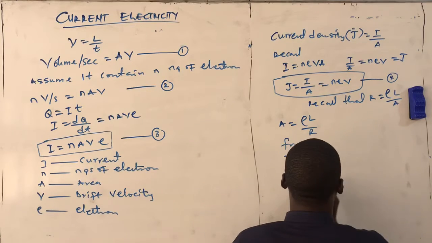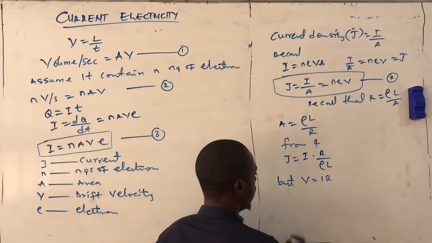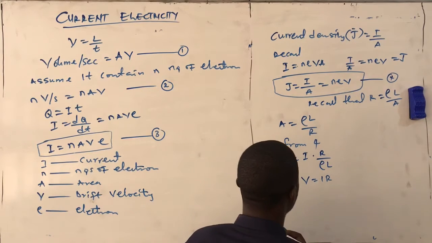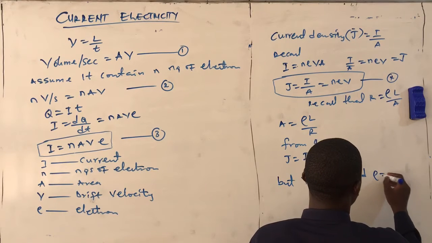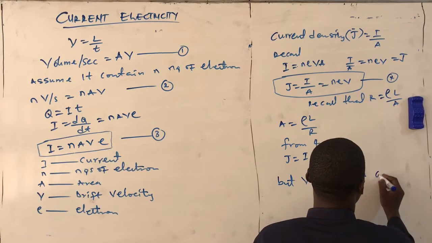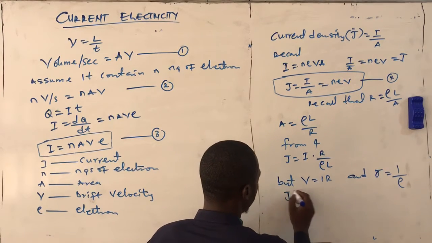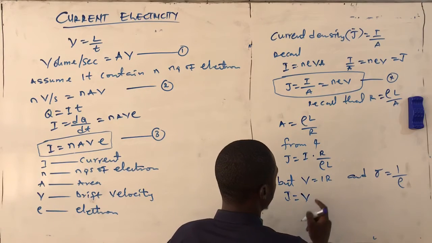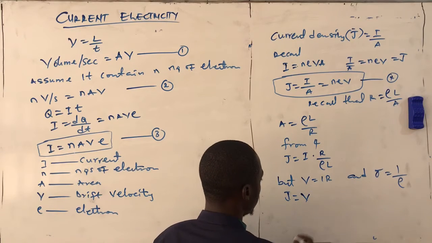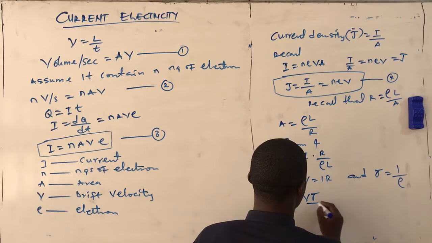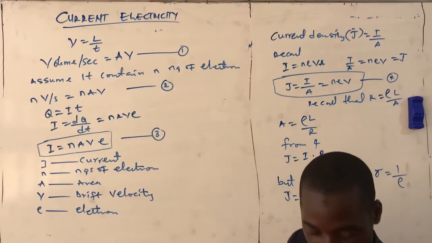So if we also recall from V is equal to IR, and conductivity is equal to 1 over resistivity, then from here J can be equal to IR, which is the same thing as V, and 1 over rho is the same thing as sigma over L. So this is the formula to find the current density in terms of conductivity and length.